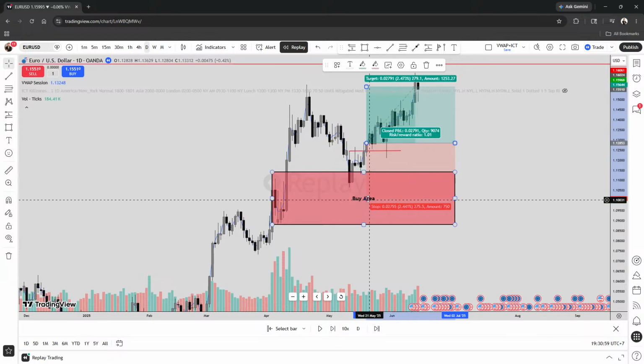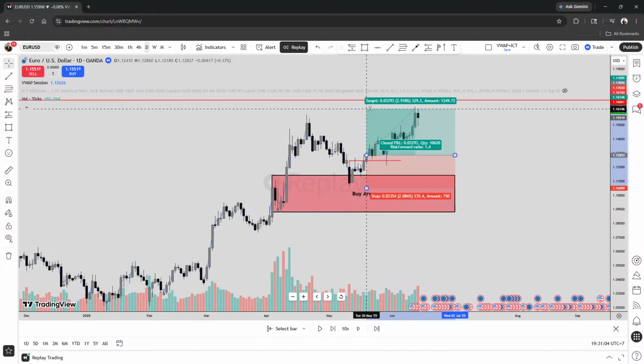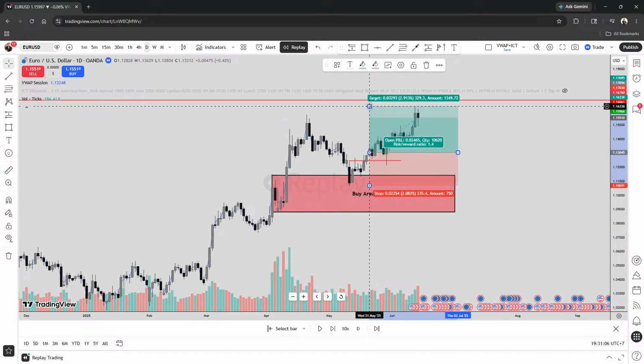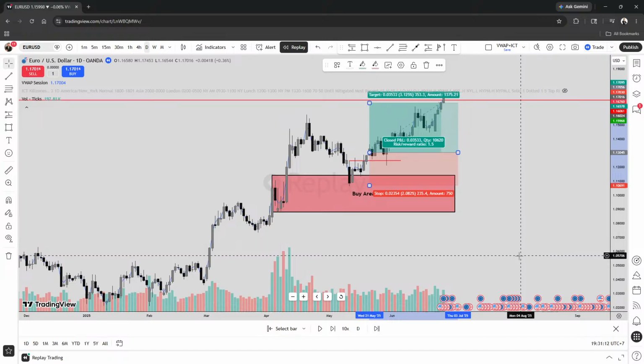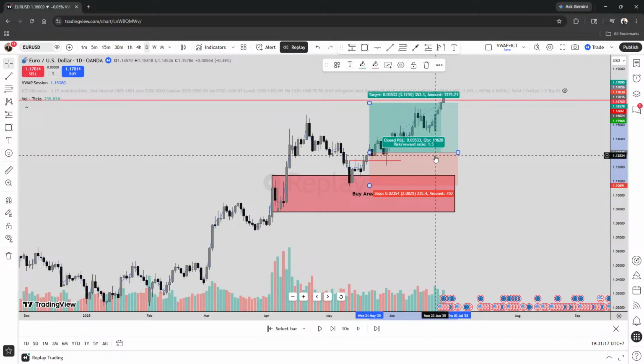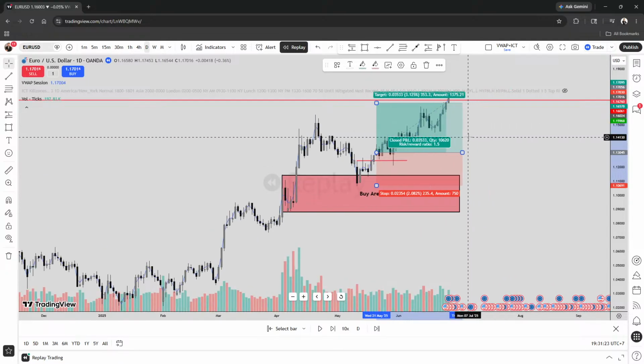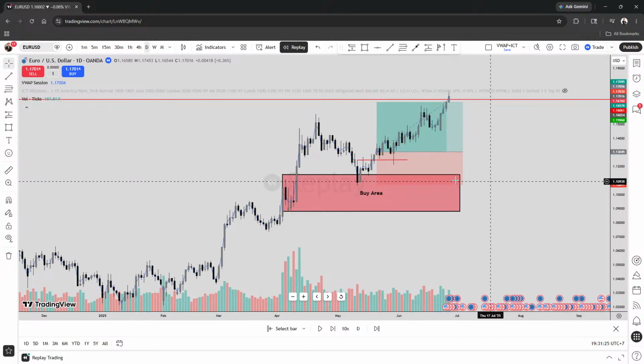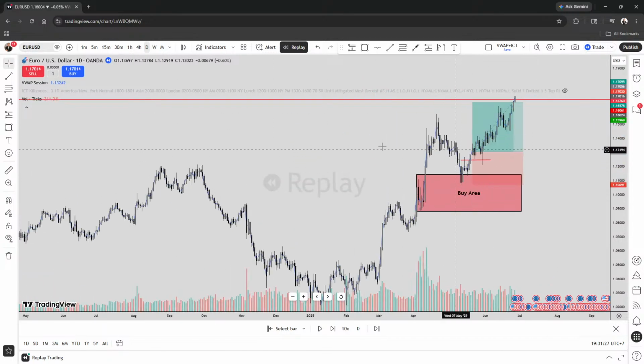You can set up a 1 to 1.5 risk reward ratio, or a 1 to 3 risk reward ratio. It's up to you guys, but the minimum is 1.5. All right, that's the example.